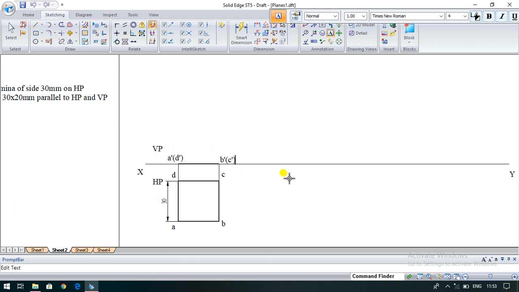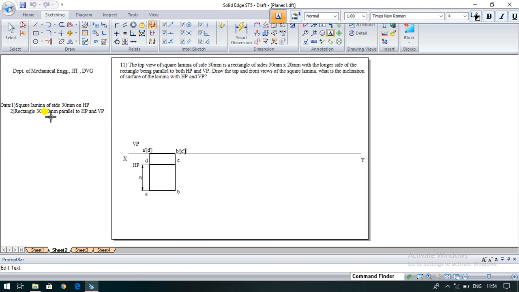This is what the first condition is. So now go for constructing the rectangular planes. Look at your rectangular plane of 30 by 20 mm in the top view. It should be parallel to both HP and VP. First construct that rectangle in the top view.